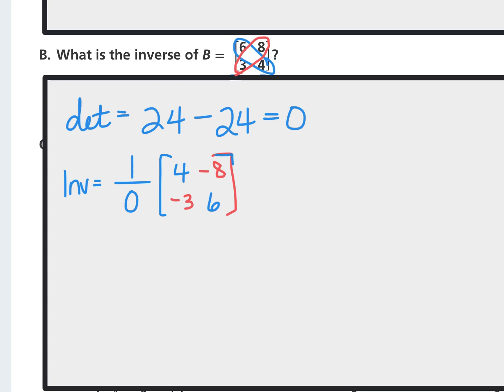All right. Now, if I were to try to simplify this and move forward, if I try to multiply by 1 and divide by 0, I'm going to start getting an error because you cannot divide by 0. So because you cannot divide by 0, that means that the inverse does not exist.